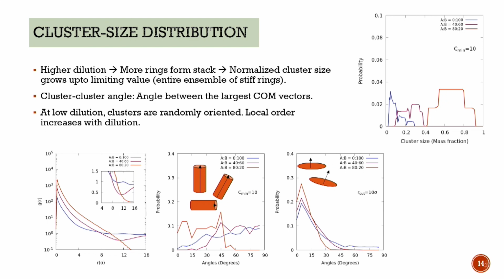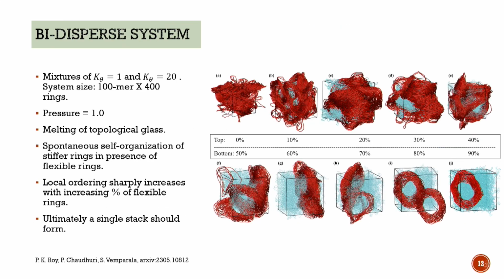However, as we increase the dilution with flexible rings, the graph shifts towards the left end, and they are much more ordered now as compared to the pure systems. You can also see in these graphs that the pure system has much more disordered stacks, but as we increase the dilution, the stacks become parallel to each other, so they are much more ordered.